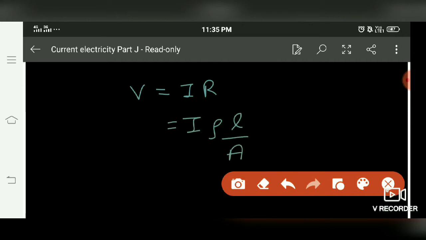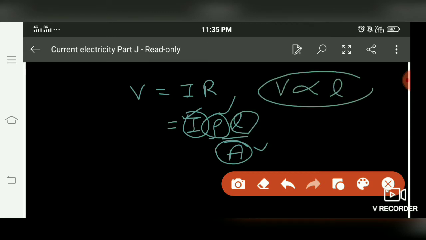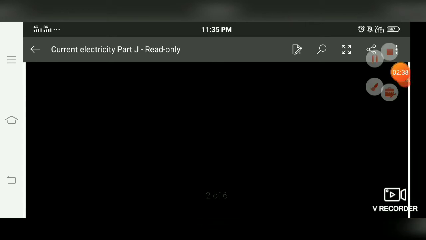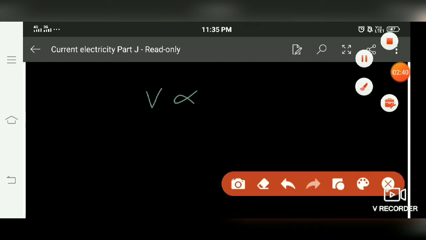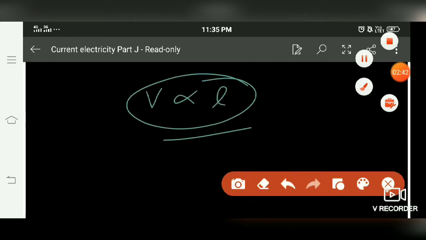So from here we can say I is constant, rho is constant, area is constant. We are just giving the same amount of current to the circuit. Rho is constant, area is also constant, but length is varying here. So V is directly proportional to length. The more the length, the more the potential drop. So this is based on the principle that the potential drop across any length is directly proportional to length.